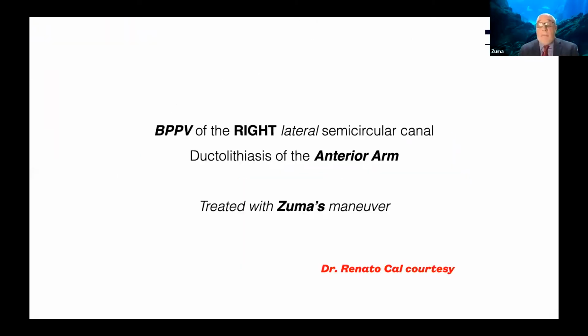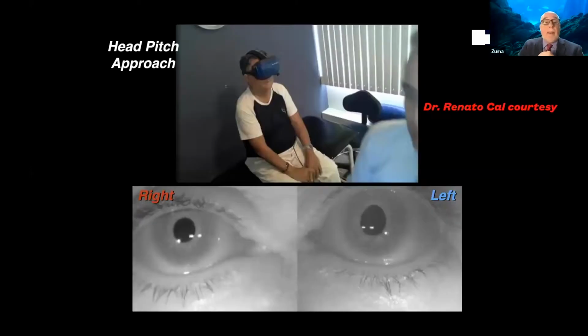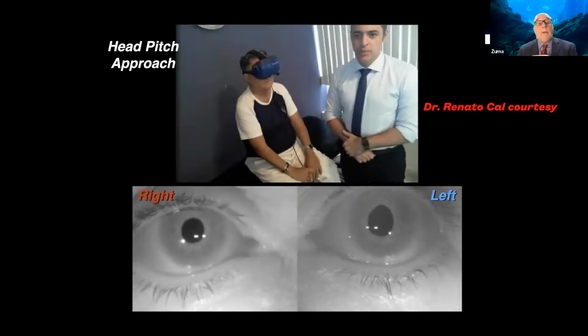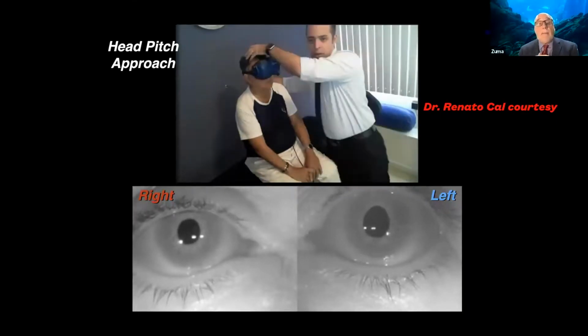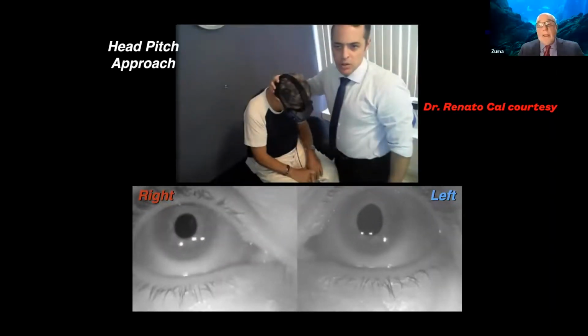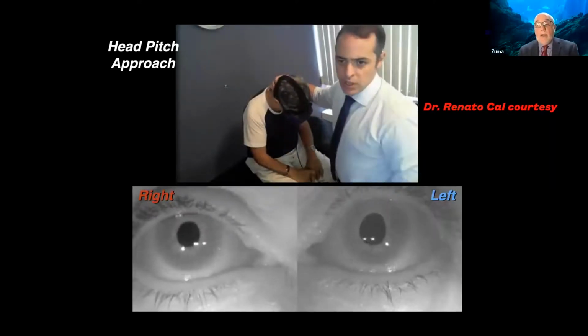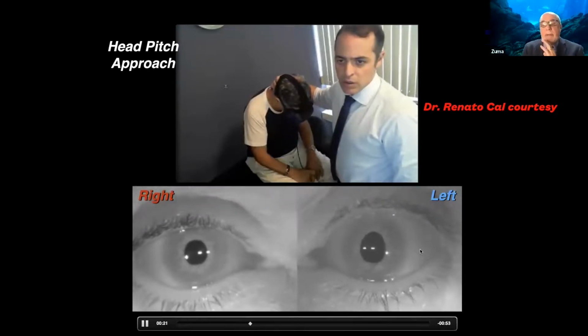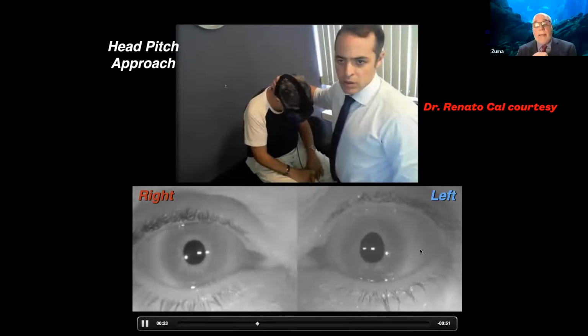This is a courtesy of my peer, Renato Cal. He sent me this video with an anterior lateral canal BPPV, apogeotropic. Let's see. They are performing the head pitch, as Professor Asprella said. No spontaneous pseudonystagmus. Now the bow test, as you can see, nystagmus less intense, beating to the left side.